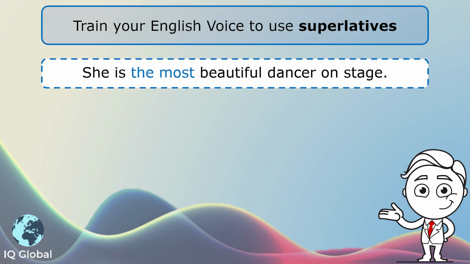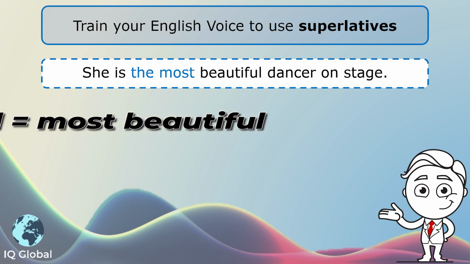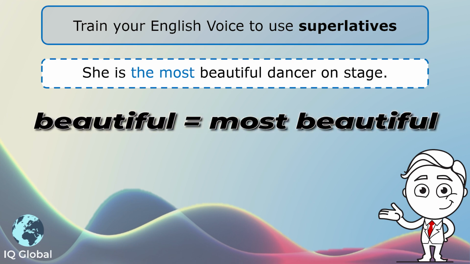Sentence 2. She is the most beautiful dancer on stage. So the adjective is beautiful. This is a longer word, so we add most in front of the adjective and we add the in front of most. The most beautiful.